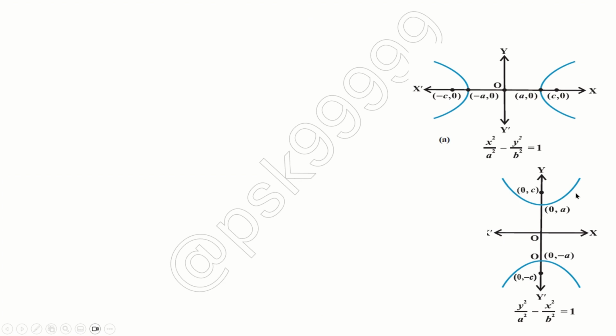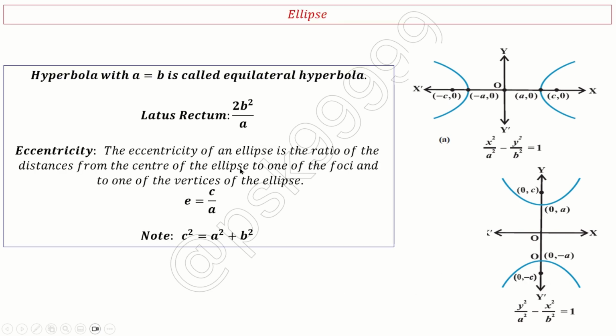So that's the only thing, okay. If you see here, the reverse, okay. So here y square by a square, okay, beginning with y square, so the transverse is on the y-axis, okay, and the vertices are 0 comma plus or minus a, and focus is 0 comma plus or minus c. So that's the only difference, okay. So if a equal to b, the hyperbola is called equilateral hyperbola. Latus rectum is same as the previous one, ellipse, which is 2b square by a. Eccentricity is same, c by a, and here c square equal to a square plus b square, okay. So note down this one.